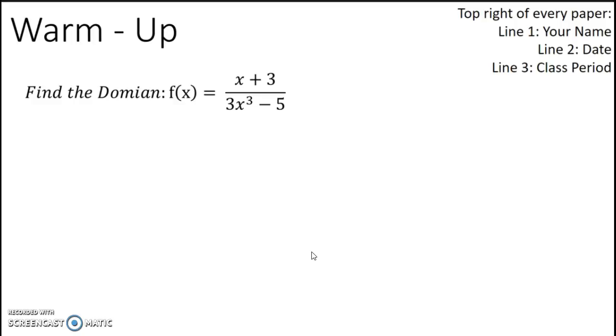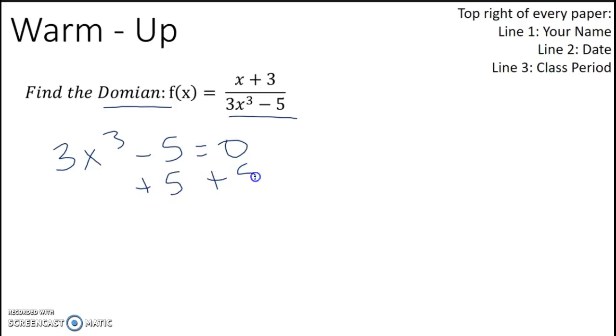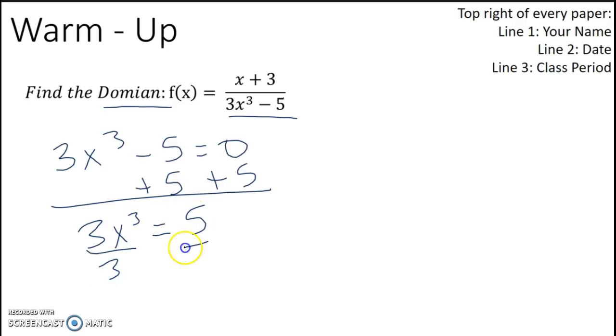We'll start with our warm-up, looking at the domain of this function. Remember, domain has to do with the denominator. Take my denominator, 3x cubed minus 5, and set it equal to 0. I need to get x by itself, so I'm going to add 5 to both sides. I now have 3x cubed equals 5. Divide by 3, and I've got x cubed is equal to 5/3.